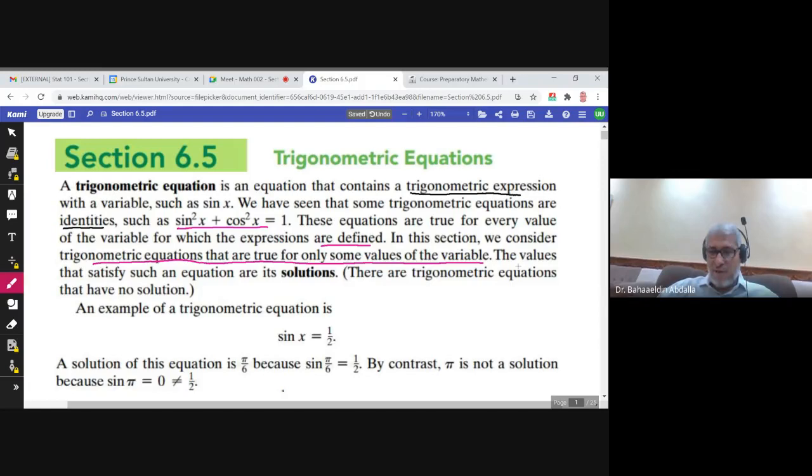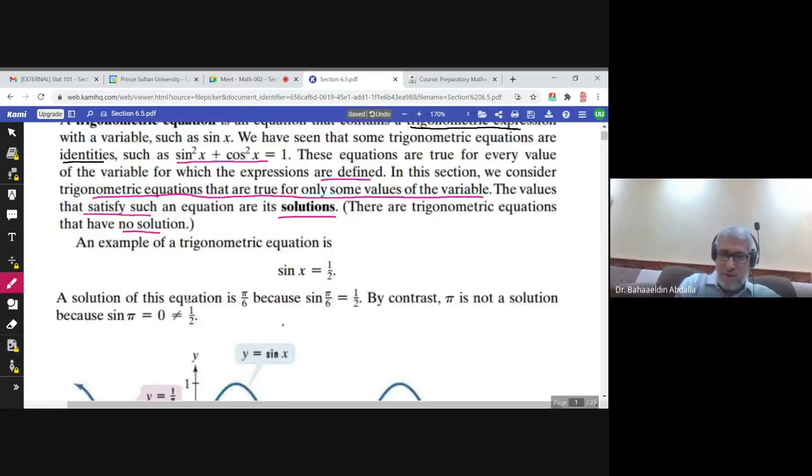Now, the values that satisfy such an equation are called solutions. So what are the solutions of the equation? The values that satisfy the equation. There are trigonometric equations that have no solution. So the solution set could be, for some trigonometric equations, phi.